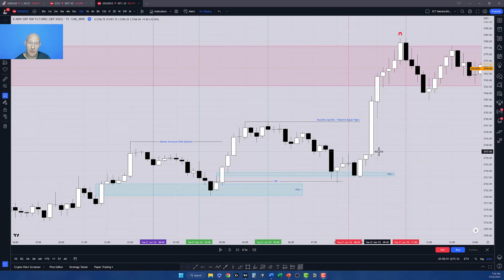Now, one of the things that's worth noting as we come into London, so often either the high or the low of the day is painted in London, and you can see in this example the low of the day was actually painted in the kill zone. So that happens quite consistently. It's obviously something that we can use to our advantage, especially when we're employing power of three and some of the other ICT concepts in our trading.